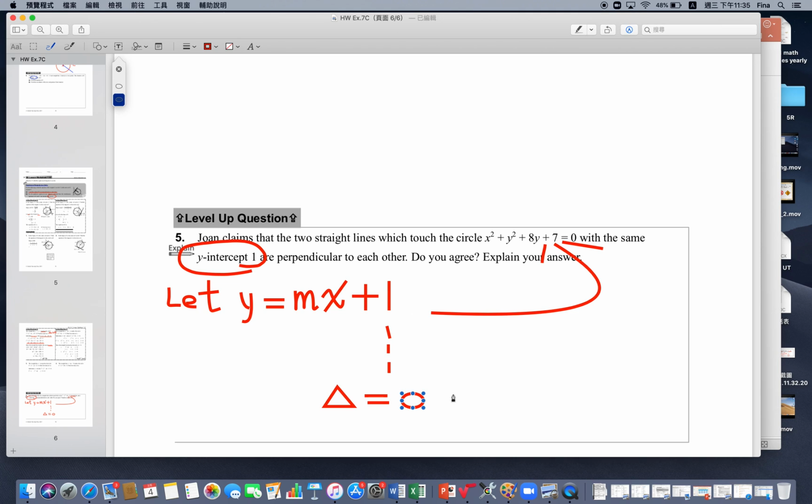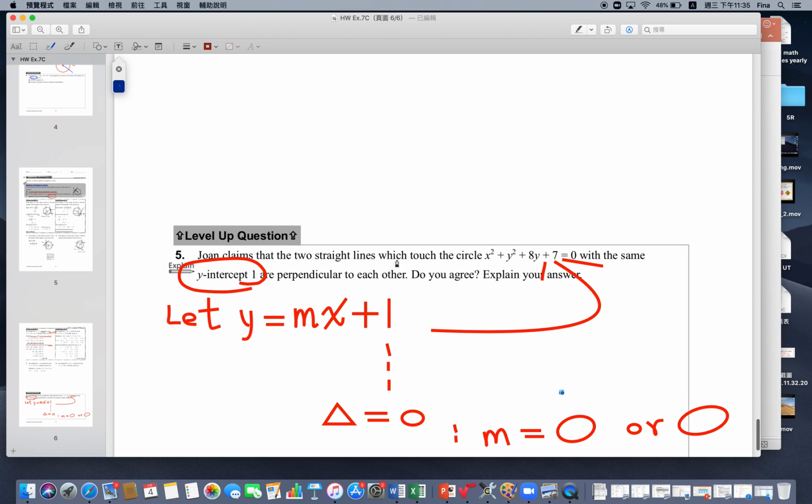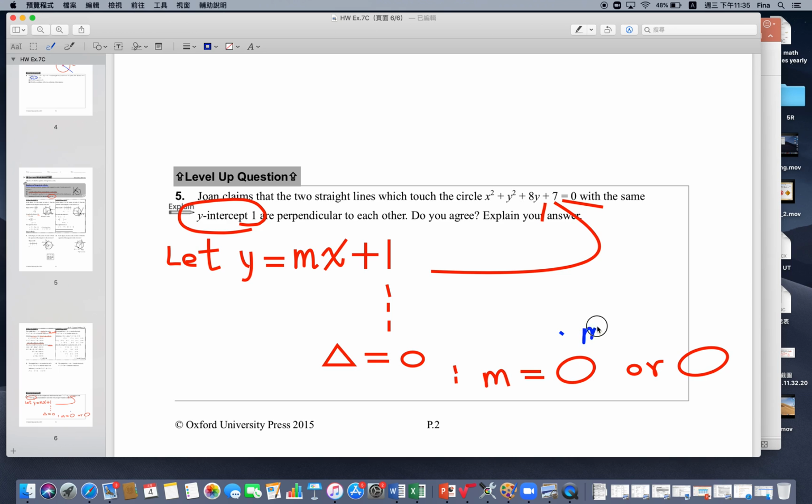So I may write down some more notes for you: after the substitution, set delta equals 0. Then after some calculation, you will get two values of m, one value and another value. Then I call these two values m1 and m2. I don't want to do the further calculation. You should try to do it by yourself, but I just want to discuss it in more detail with you.